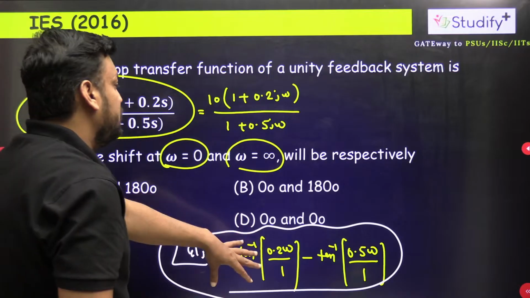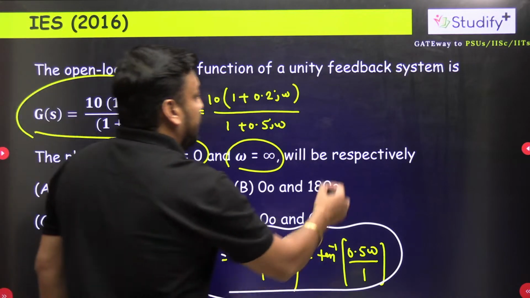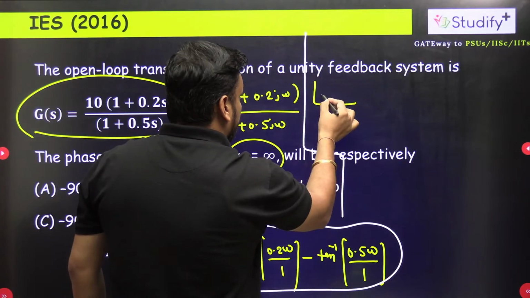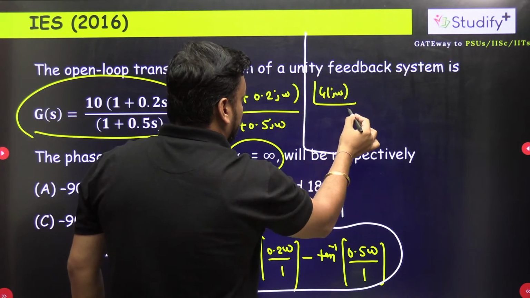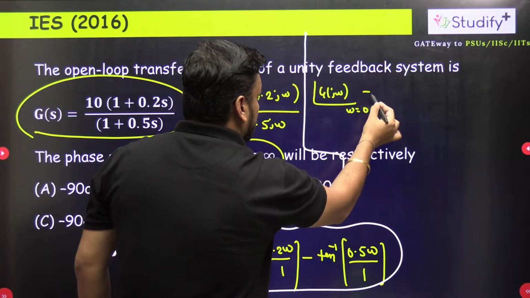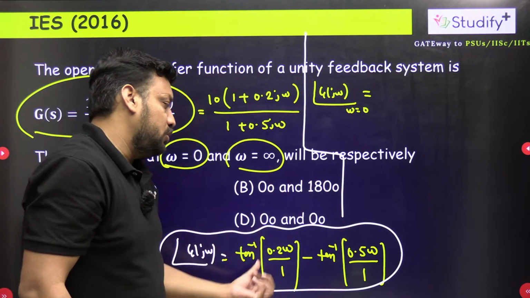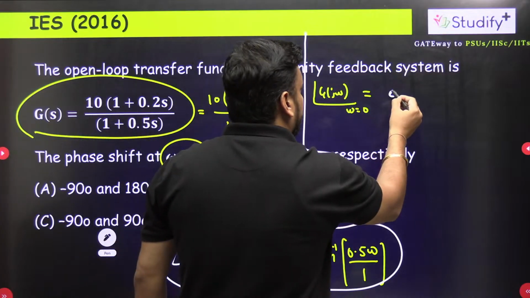Now for this angle equation, we want to find the angle of G(j omega). We need to find it at omega equal to 0 first. Once you put omega 0, tan inverse 0 is 0, tan inverse 0 again 0. So 0 minus 0 is nothing but 0 degree only, sir.